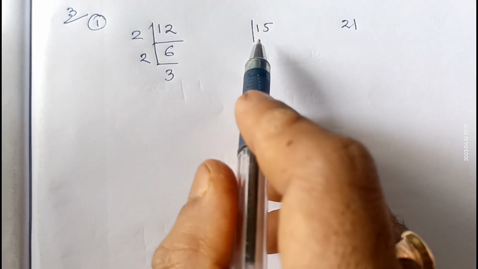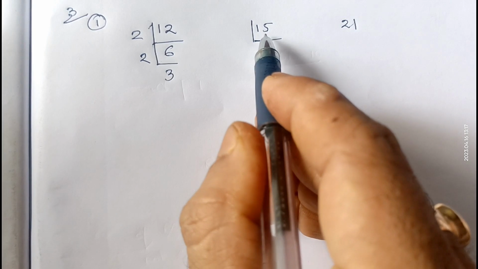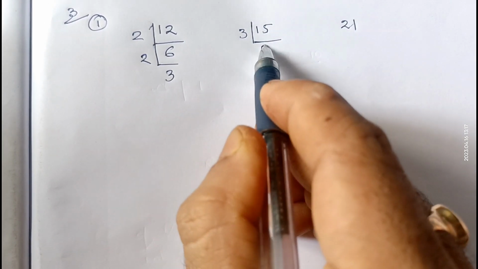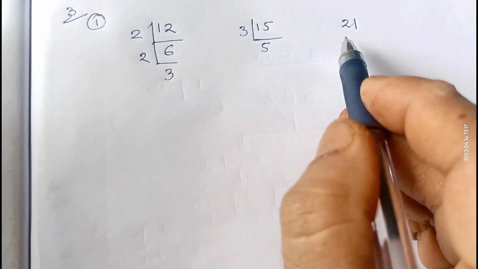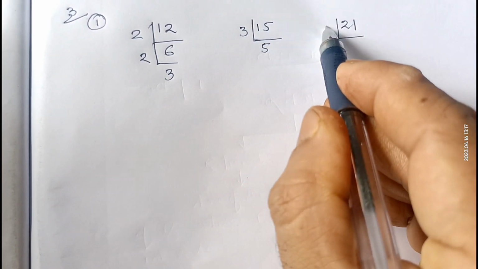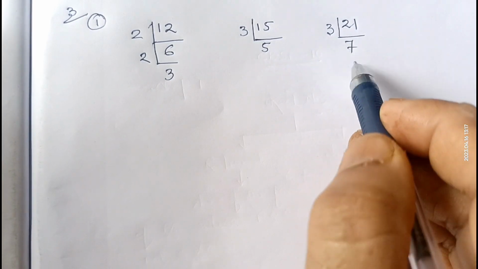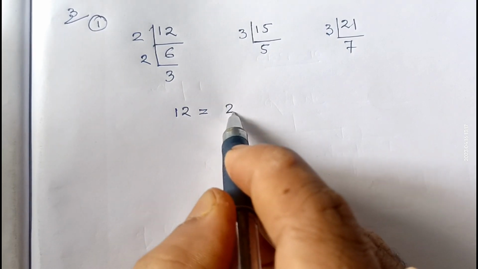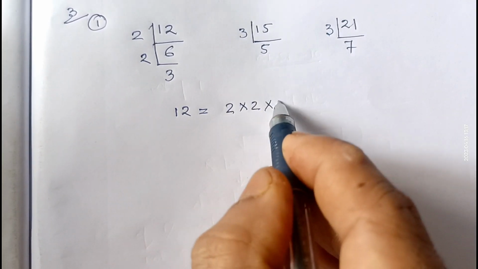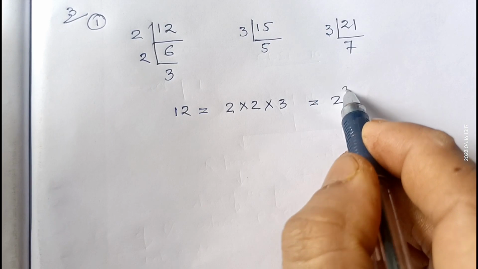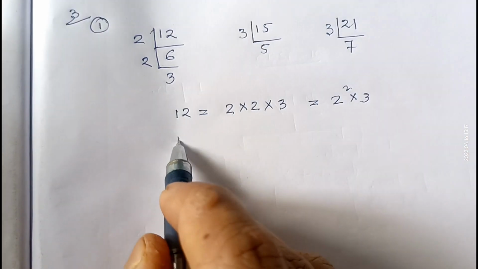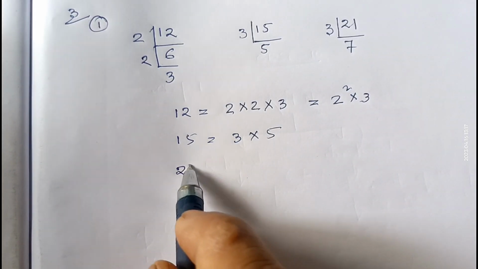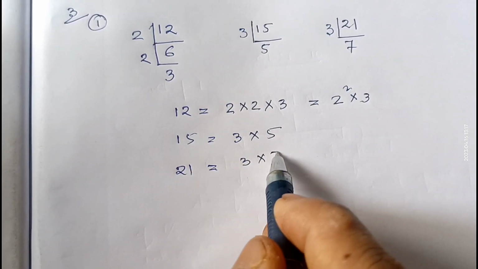Now you take 15. In case of 15, it is an odd number, so it is not divisible by 2. Let me try with 3. 3 5s are 15. 5 is a prime number, further division is not possible. In case of 21, if you divide by 3, 3 7s are 21. So prime factorization of 12 is 2 square, or you can write 2 into 2 into 3, which can be written as 2 square into 3. In case of 15, it is 3 into 5. In case of 21, it is 3 into 7.